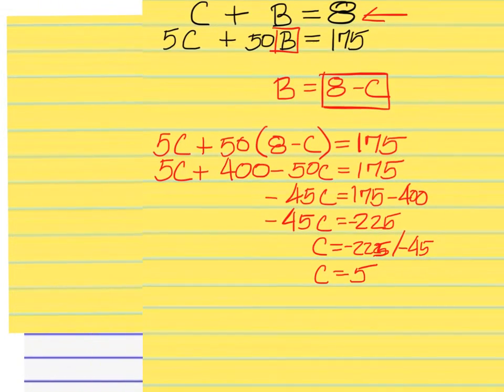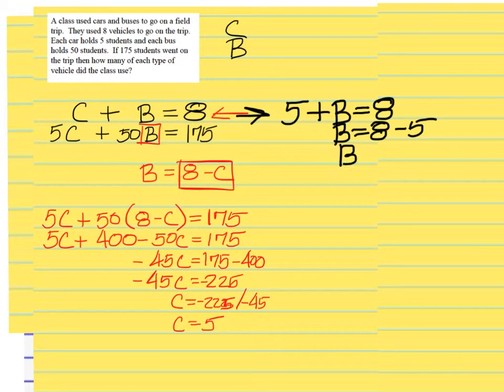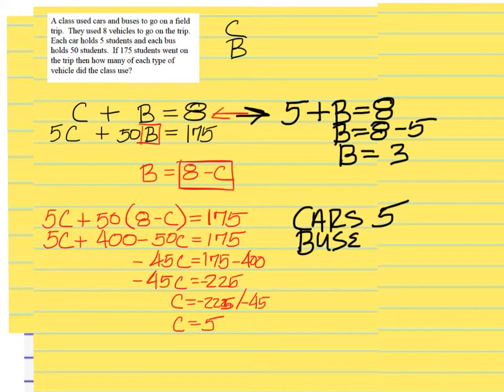Alright, so we can go back to this point here. And we have C plus B equals 8. We can make that 5 plus B equals 8. And B would have to be 8 minus 5, which would be 3. You must write 5 cars, and then for buses, 3.